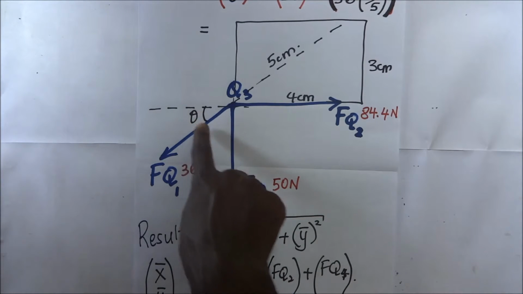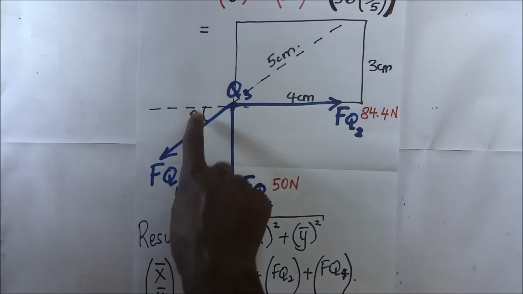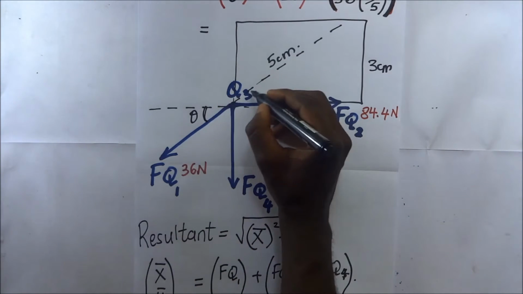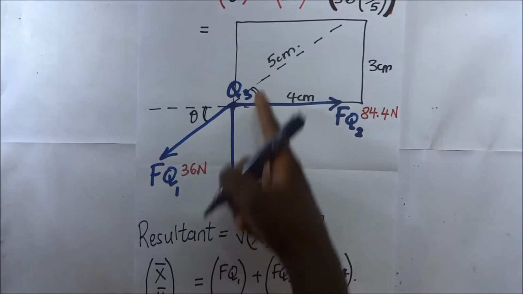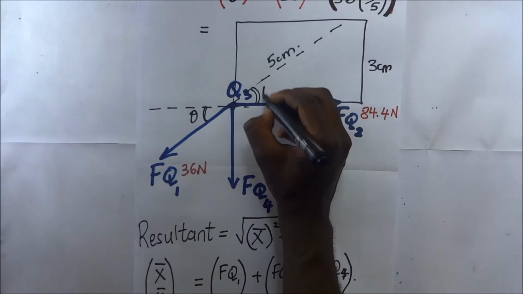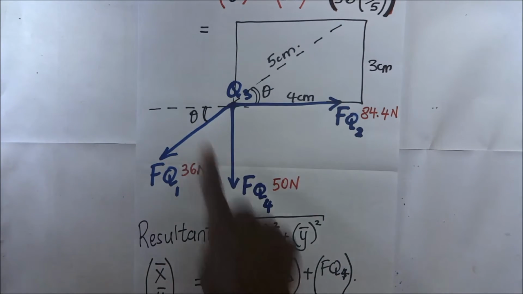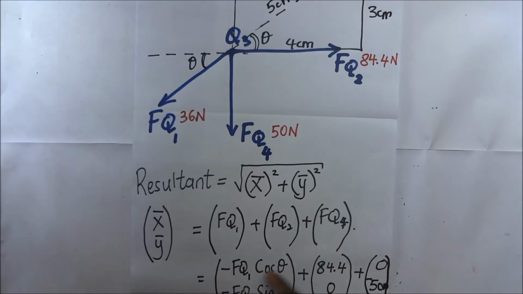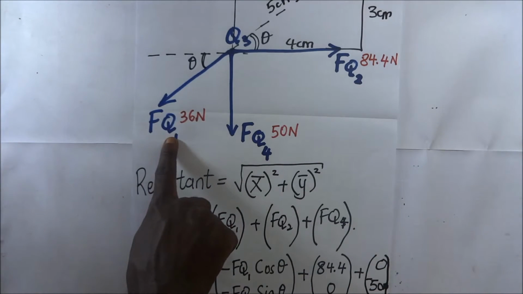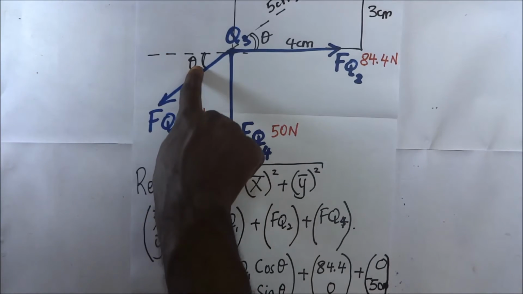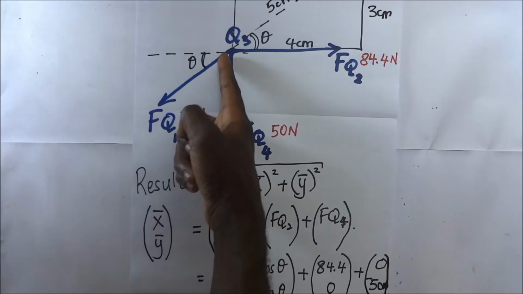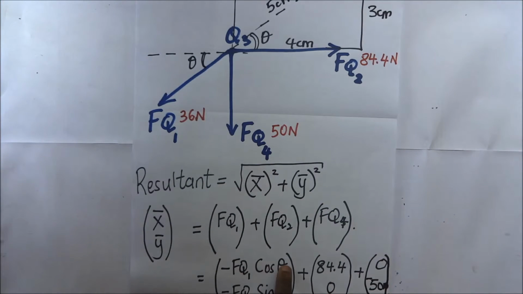Now this is our angle of inclination, theta. And if you look at this theta, this angle is equivalent to that angle. Those are vertically opposite angles, so this angle is also the same as that. This theta is the same as that. So as we are resolving this FQ in the x direction, it is FQ1, the cosine of theta, because we are resolving along that. And it is negative because it's on the negative side. So it's negative that.